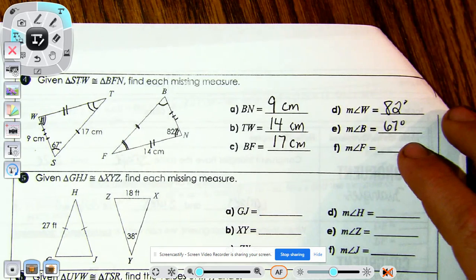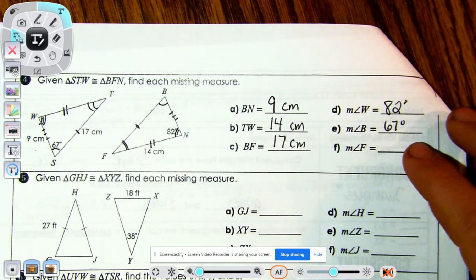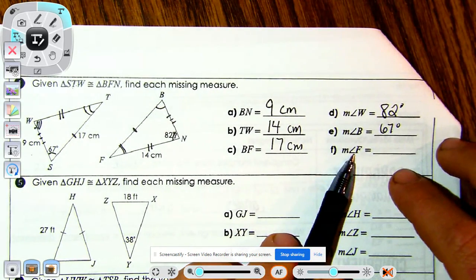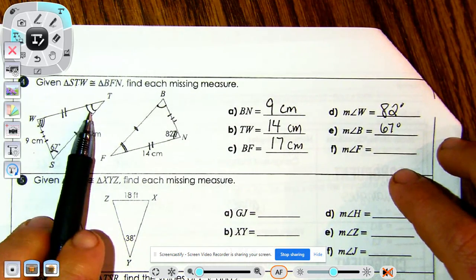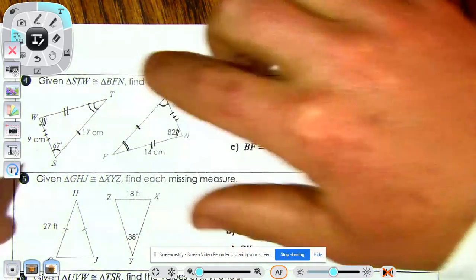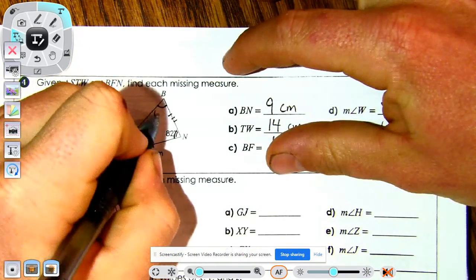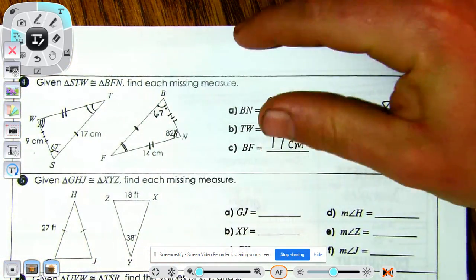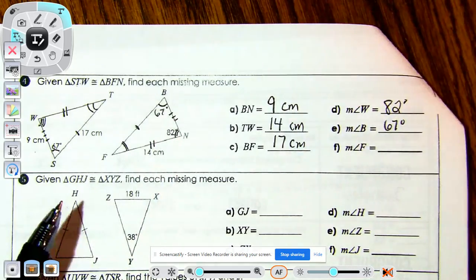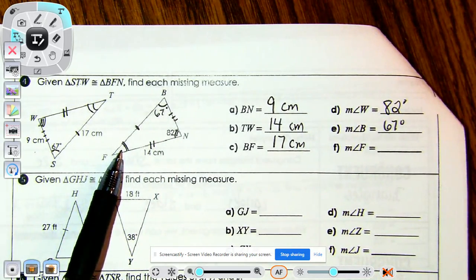Well, we know that angle F is congruent to angle T, but I don't know either one of those. But what do I know? I know 2 of the angles of a triangle. So how can I solve for the missing one? Hopefully we can still recall that we can use the triangle sum theorem.